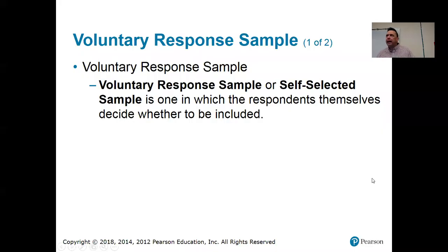Okay, so now we get into different sorts of things that can go wrong with sampling. One way to collect a bad sample is to do what's called a voluntary response sample. This is one where the respondents themselves decide whether to be included. Think internet polls, all right? Don't try to draw any sort of meaningful or reliable conclusion from an internet poll, all right?